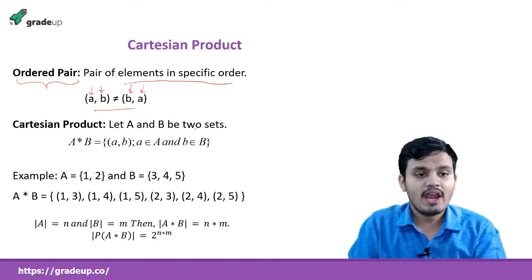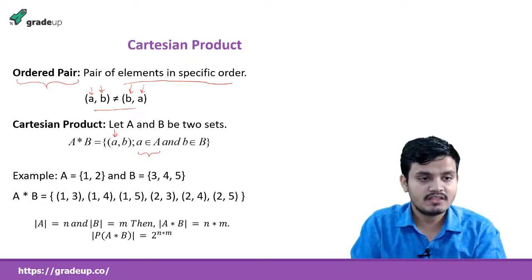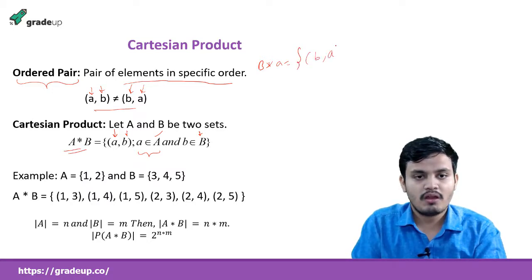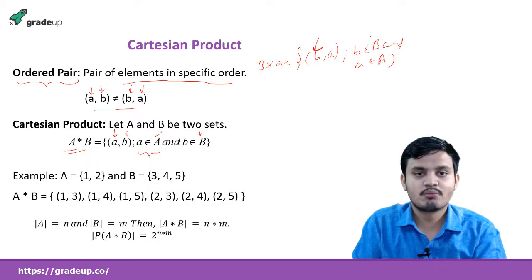Cartesian product. Let A and B be two sets. A cross B is equal to the set of (a, b), where a belongs to A and b belongs to B. So this a belongs to A, and this b belongs to capital B. A cross B will be different from B cross A. Always remember, B cross A will be (b, a), where b belongs to B and a belongs to A. Here b comes first, from the set B. So A cross B and B cross A will be different.